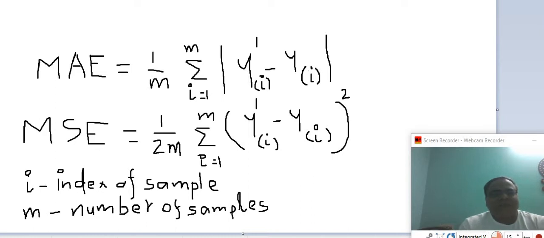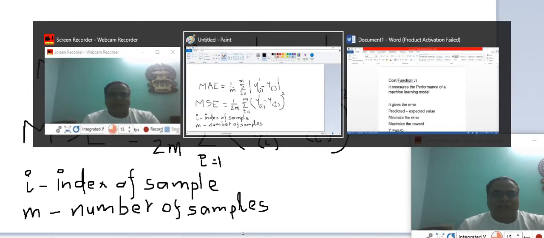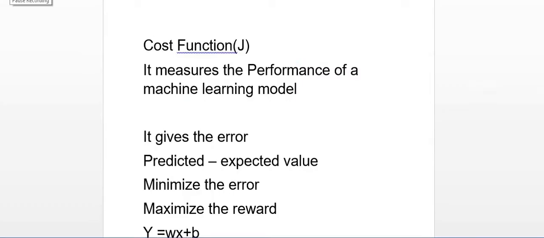Dhanesh here. So today we are going to discuss one important aspect known as cost function, which is denoted by the letter J. The cost function we usually use in machine learning, reinforcement learning, deep learning, neural networks, statistics, economics. All these fields use this cost function.